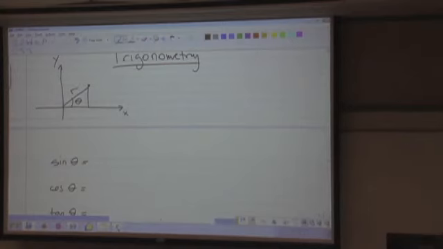I'm cheating. I guess maybe this is a little more than we need at this point, but nonetheless, I'm just naming them something. So what is sine of theta? What is it? Y over R? What is cosine of theta? And what is tangent of theta?